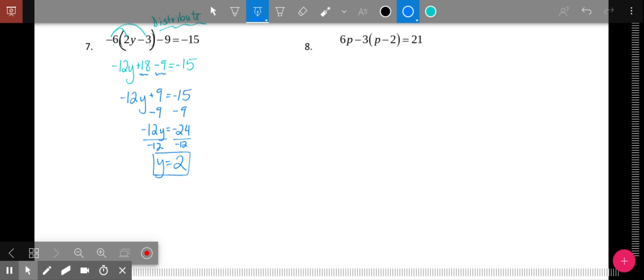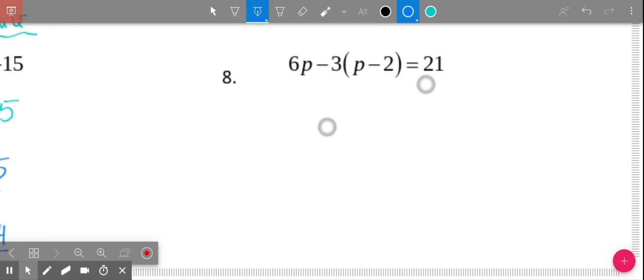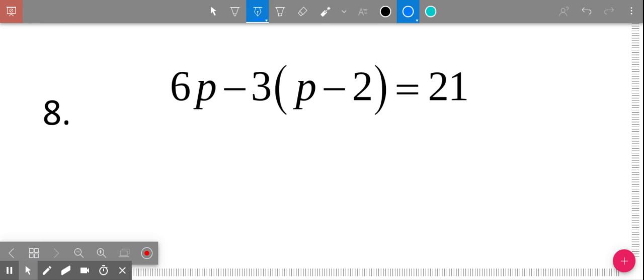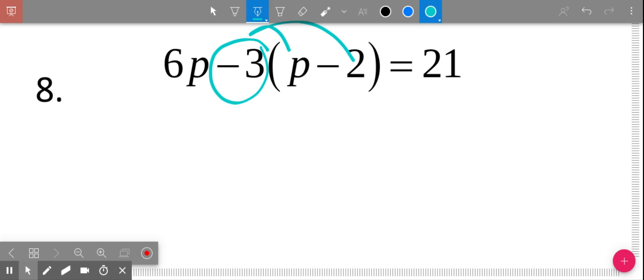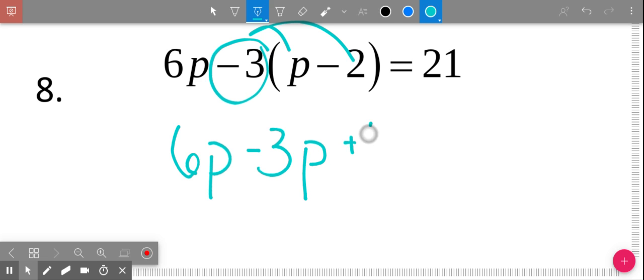All right. Looking at number 8, we have 6p minus 3 times p minus 2 equals 21. For this one, we have this negative 3 in front of the parentheses. Remember, we have to include the negative. So we're going to distribute that to everything on the inside. When we do that, we'll get 6p. Negative 3 times p gives me negative 3p. Negative 3 times negative 2 gives me plus 6 is equal to 21. I want you to go ahead and try and finish that one on your own. Ask me questions if you need to, and then you can check your work with mine when you're finished.